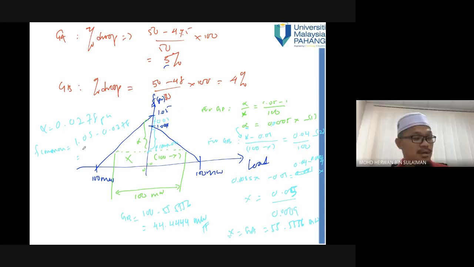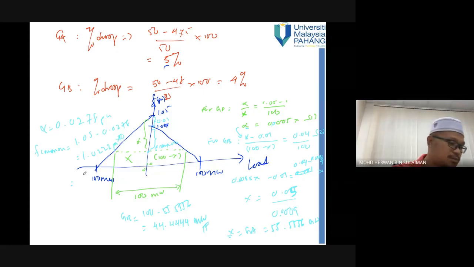Tak nampak tandanya 1 point 0.222 per unit times 50 ya. You get 51.1 Hertz.